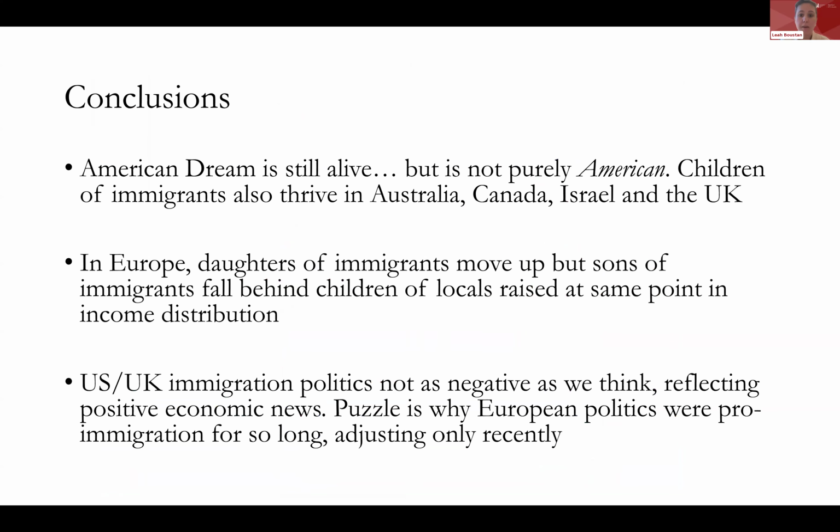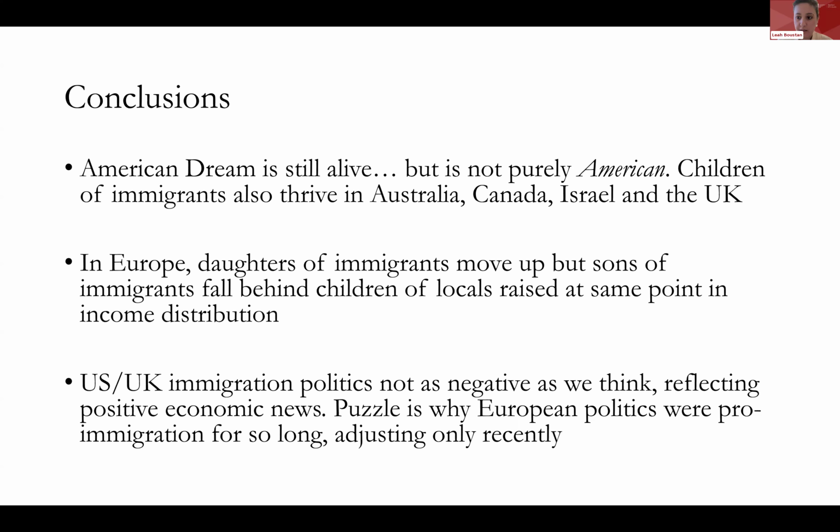So to put all of this together, what we're seeing from these two US-Europe projects together is that, first of all, the American dream is still alive. That's what we learned from our Streets of Gold book. It's not only a province of the late 19th century, but even in the recent period, children of immigrants are able to move up quite readily. But it's not purely an American dream. Children of immigrants are also thriving in Australia, Canada, Israel, and the UK.